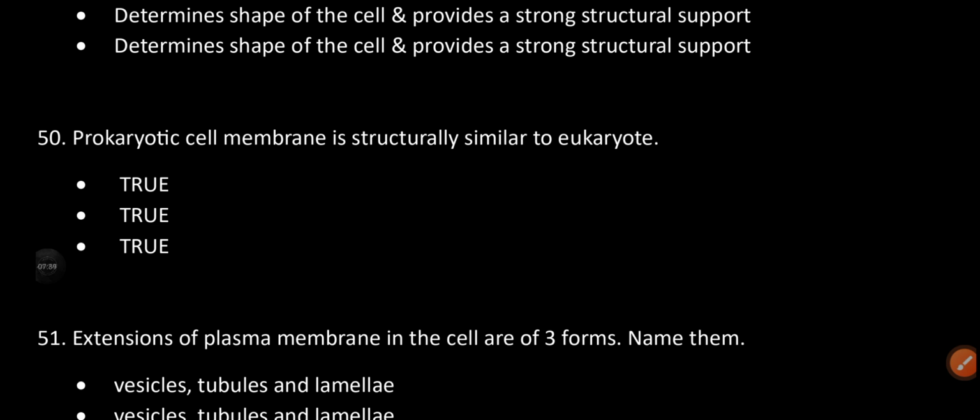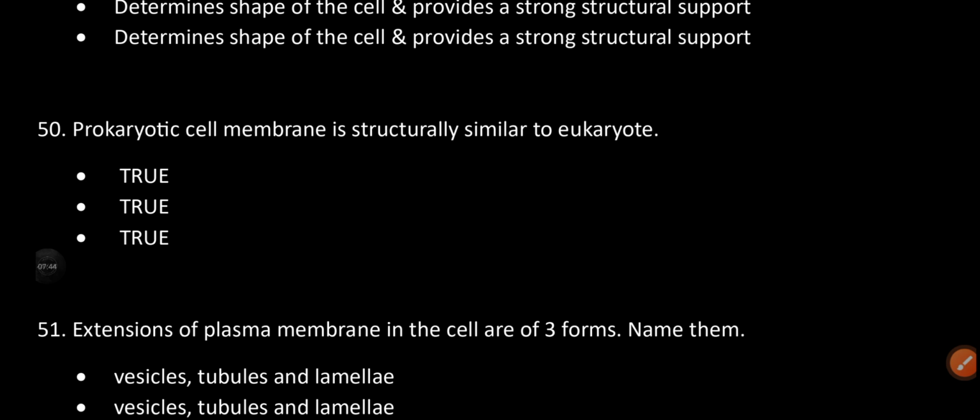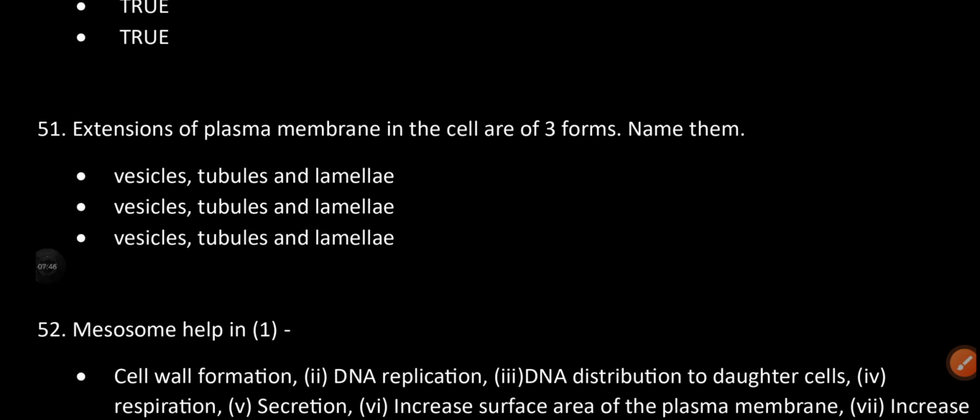Prokaryotic cell membrane is structurally similar to eukaryote. True. Extensions of plasma membrane in the cell are three forms. Name them. Vesicles, tubules, and lamellae.